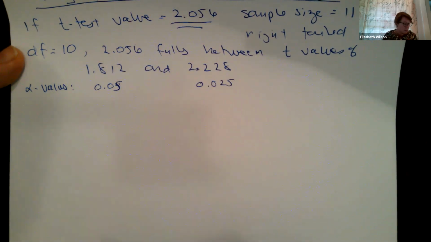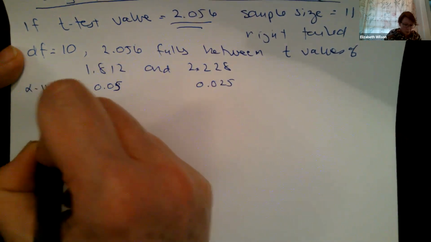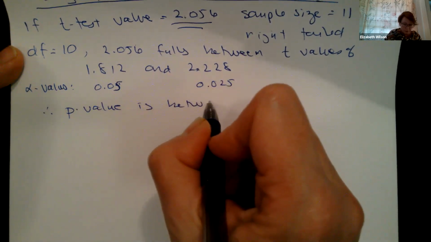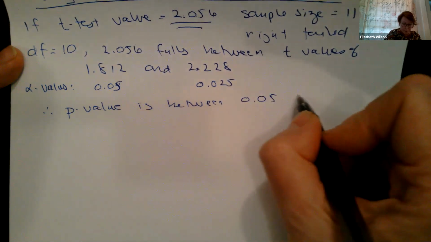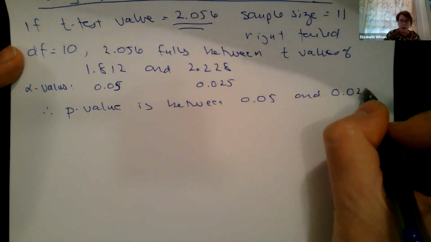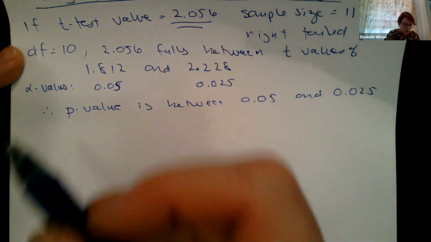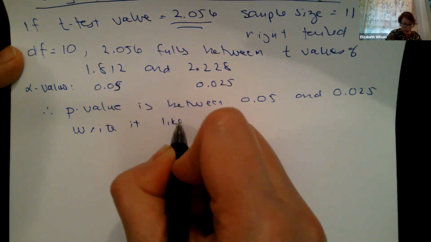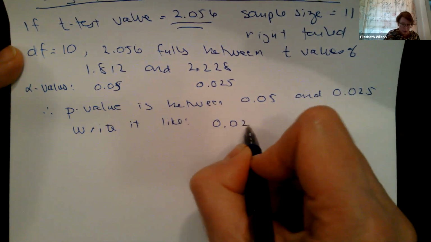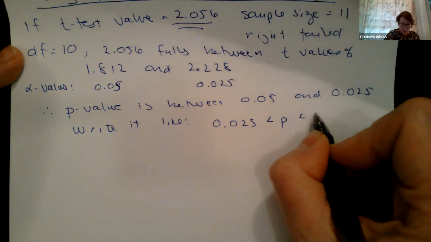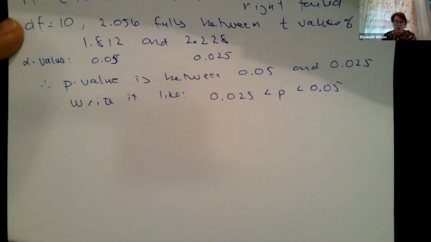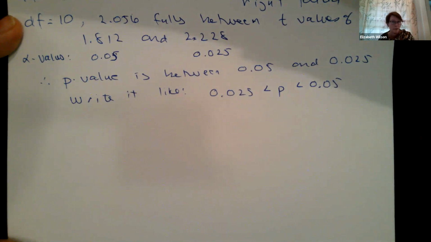So what that means is I have to say our p-value is between 0.05 and 0.025. I don't have a definite value, I just have a range of values. I'm going to write it like this: 0.025 is less than p, which is less than 0.05. So that means depending on the alpha level that I'm testing at for significance, we define our alpha level experimentally.